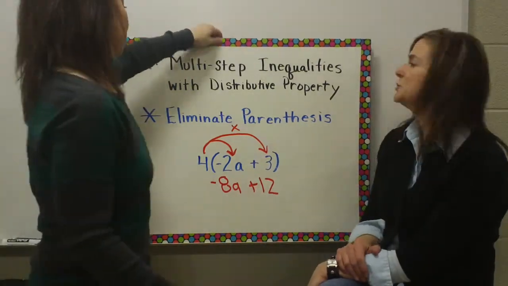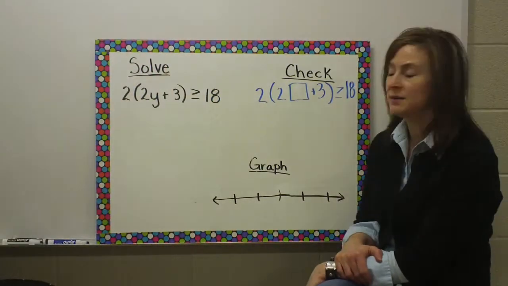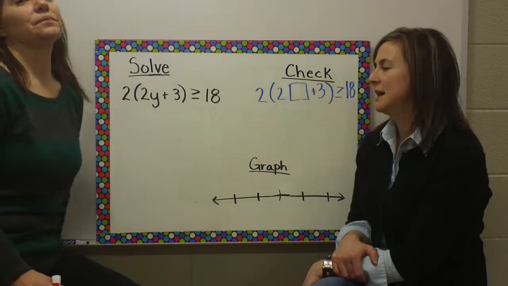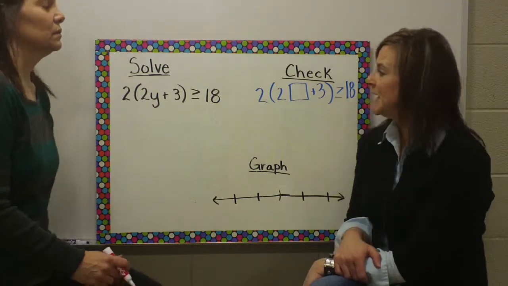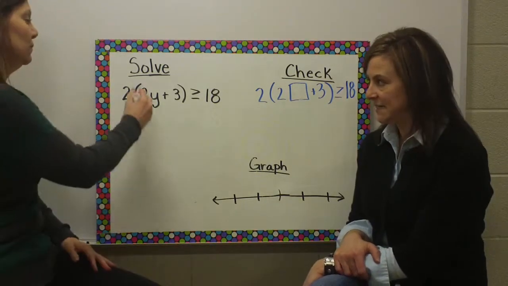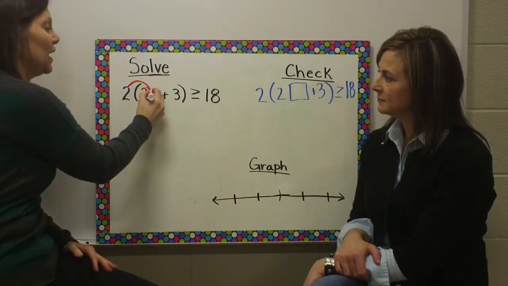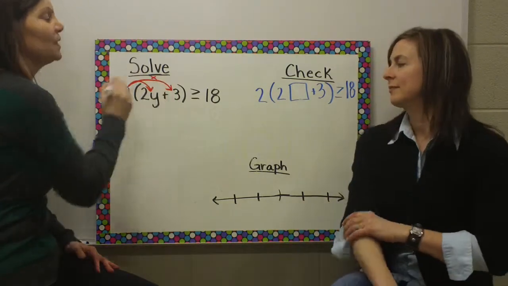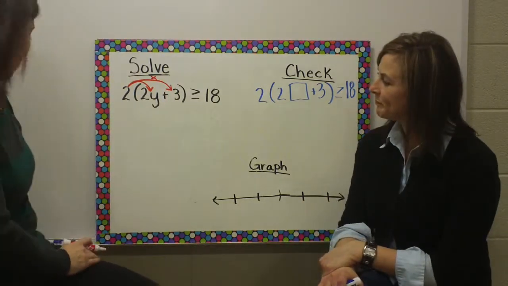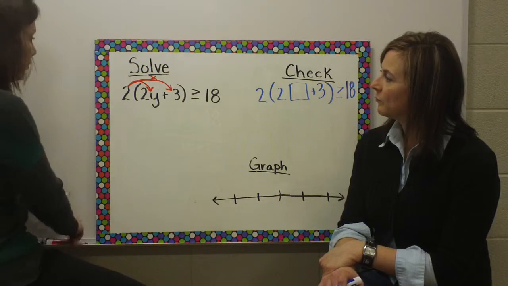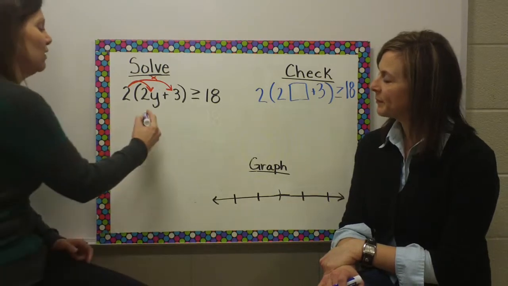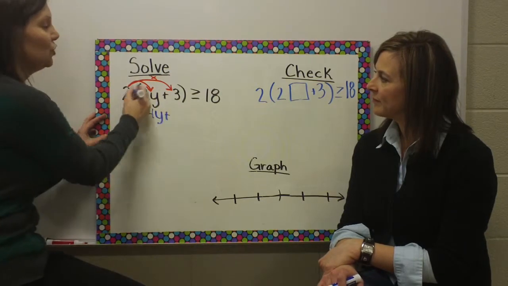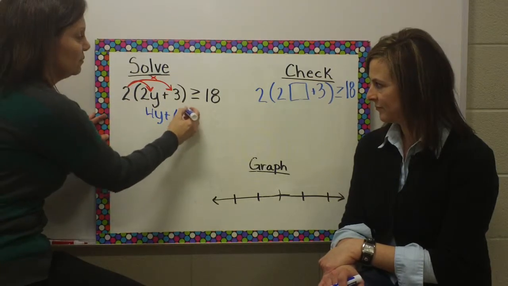Now let's apply this to 2 examples that we would like you to write down in your notes. We're going to start with 2 times (2y plus 3) is greater than or equal to 18. I notice right away that I have the distributive property, so I'm going to draw in my arrows and remind myself that I am multiplying. So multiplying 2 times 2y will give me 4y. And 2 times 3 is 6.